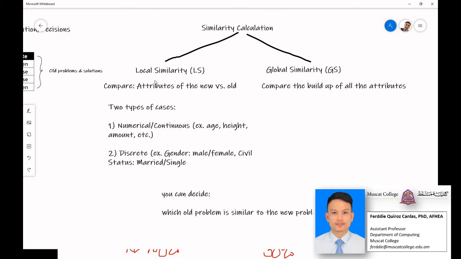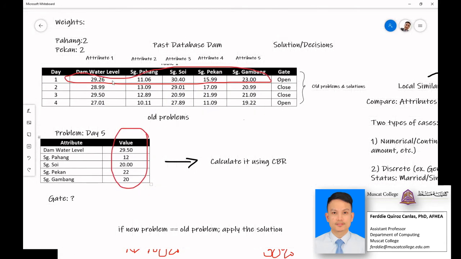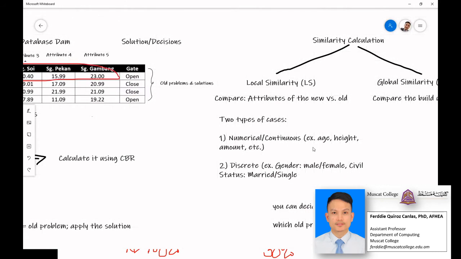Now, under local similarity, we have two types of cases, because values can be represented either in numerical form or in form of words. When we say numerical, they could be age, height, amount, etc. When we say discrete, they could be gender, like male, female, or civil status, married, single. So these are normally expressed in words. In our example, all of them are continuous values, because they are expressed in numbers. So we're going to work with continuous values here.